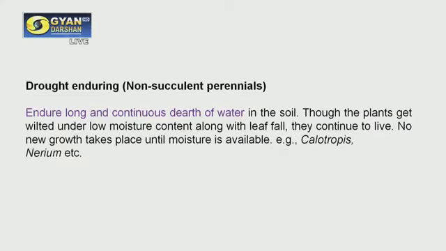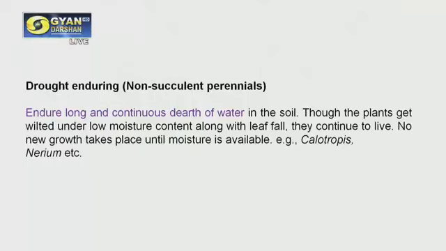Drought enduring, that is non-succulent perennials. That means they have a very high property of tolerance. That is, they can tolerate the drought condition. Continuous dearth of water in the soil is being tolerated by these plants. That means they have a high power of tolerance.